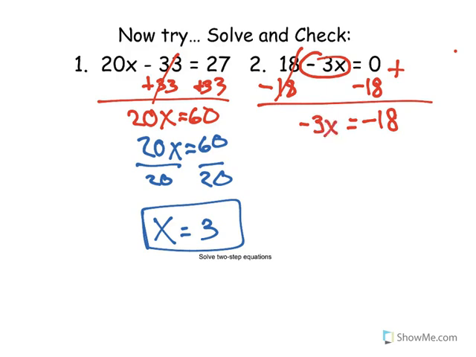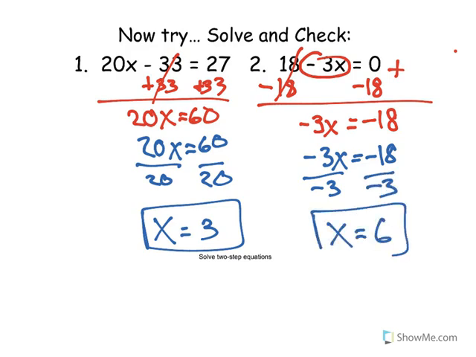So I'm going to rewrite my negative 3x is equal to negative 18. I'm going to divide both sides by negative 3. And it leaves me with x is equal to positive 6. And if we check it, negative 3 times 6 is negative 18. 18 minus 18 is 0. It should check very nicely.